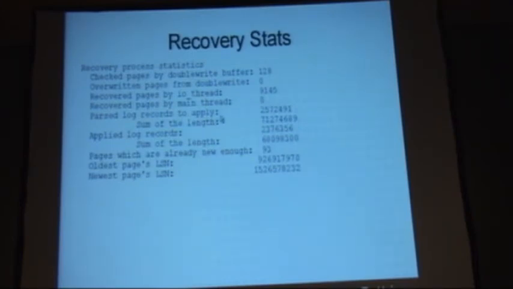How many log records to apply? Okay. Oh, so we did have to do something. We just didn't have to overwrite from the double write buffer. We did have to apply some log records, actually a bunch of log records. And so this is basically what's the oldest page time, what's the newest page time, the pages which are already new enough, 93 of them.